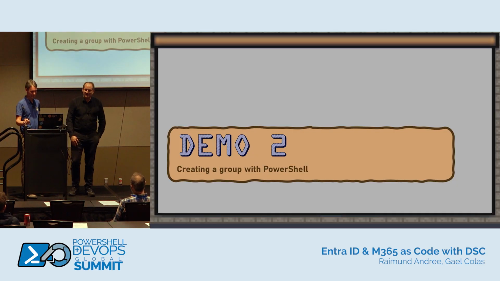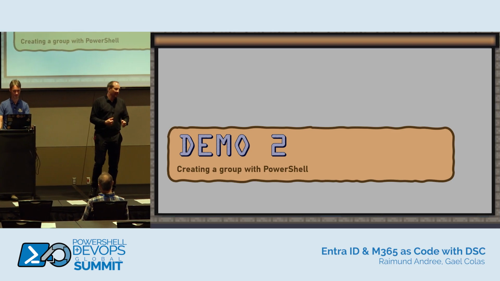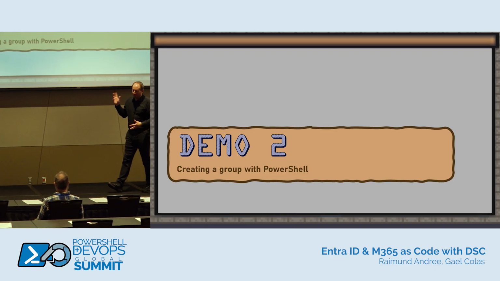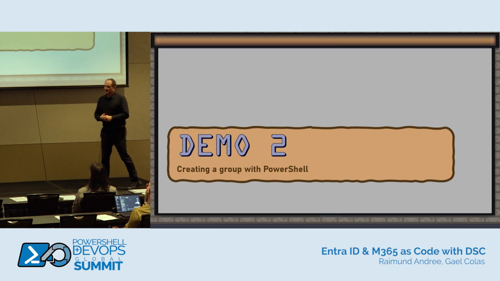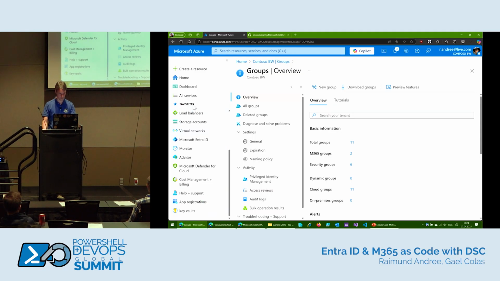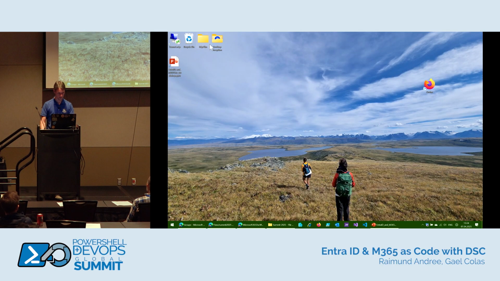All right, so now let's go one step further. We are PowerShell people. Let's do some PowerShell. We're going to do the same thing as we did, creating the group, but this time with PowerShell. Let me connect to my box to see if everything is... where is it? There it is.